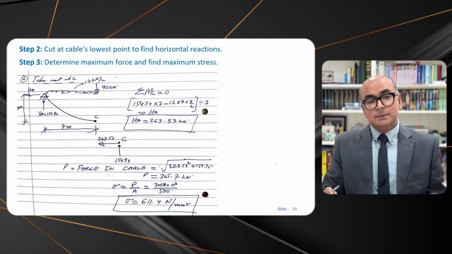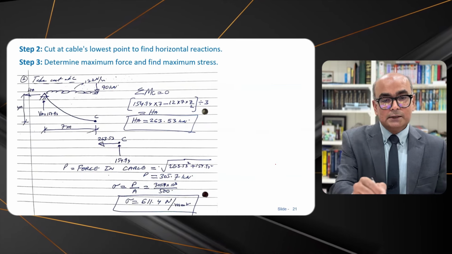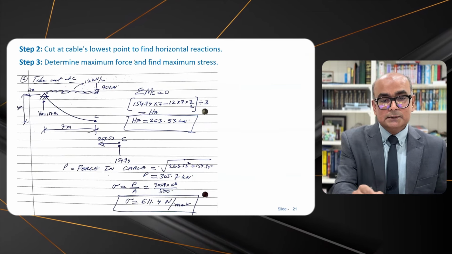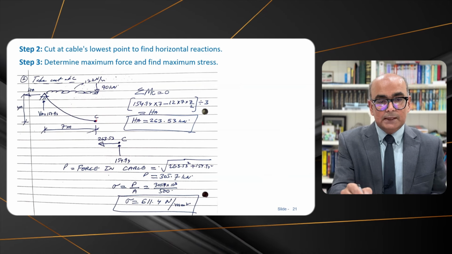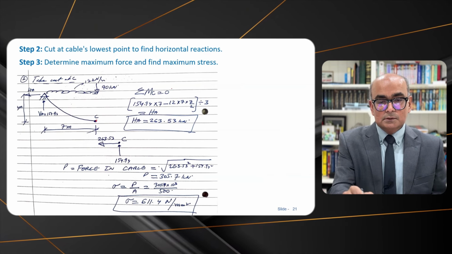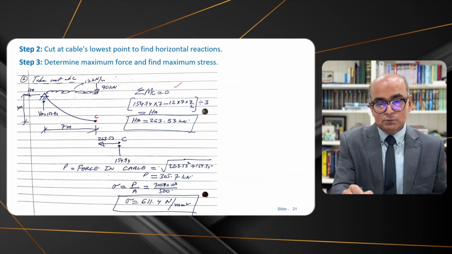Let's do step 2 and 3. We have to cut at the lowest point to find the horizontal reaction. So let us cut at C, and here we say that the summation of moment at C is equal to 0.